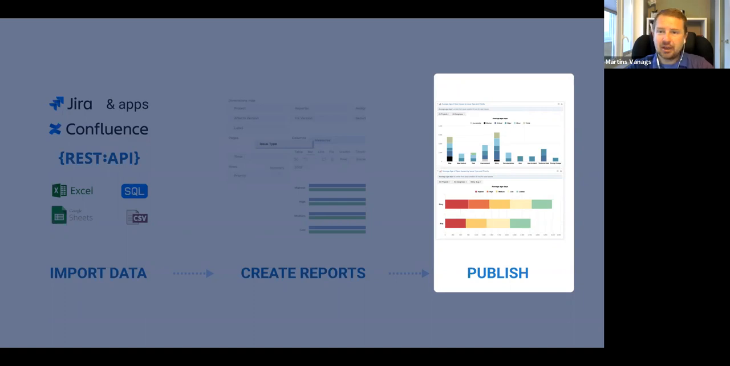Either this is some gadget on a Jira dashboard or Confluence page, or maybe a regular email which is scheduled and sent automatically, or maybe a wallboard on the large monitor in the hallway. The idea behind it is that you need to share these reports so people know what you're talking about and understand these figures better through good visualizations.